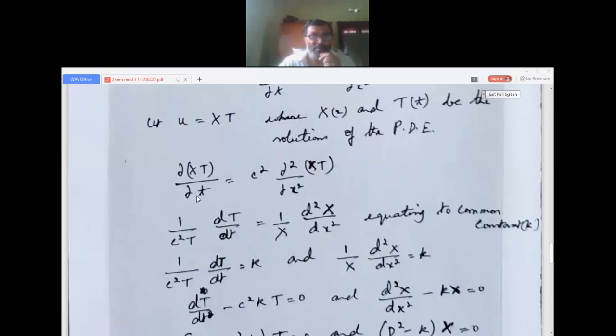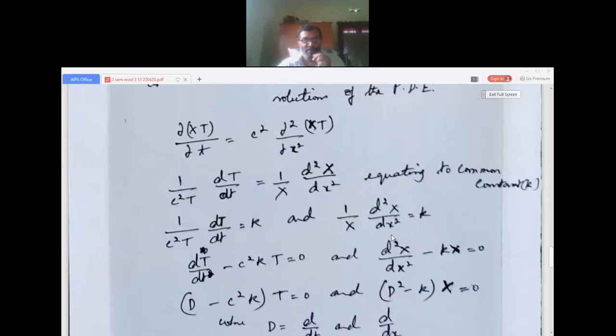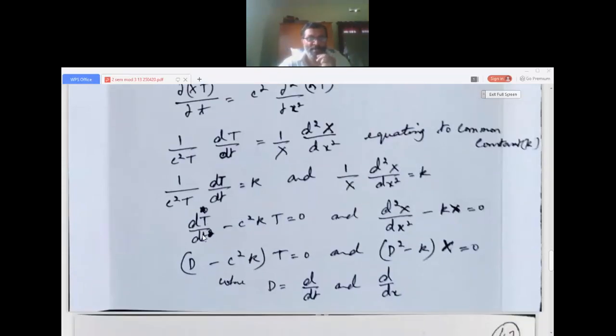Since it is a single variable, with respect to t here and with respect to x here, the partial derivative will be an ordinary derivative. So it will be (1/(c²T)) dT/dt equals (1/X) d²X/dx². Now we equate it to some constant k. So 1/(c²T) dT/dt equals k, that is 1/X d²X/dx² equals k. So dT/T equals c² k dt, cross multiplied.